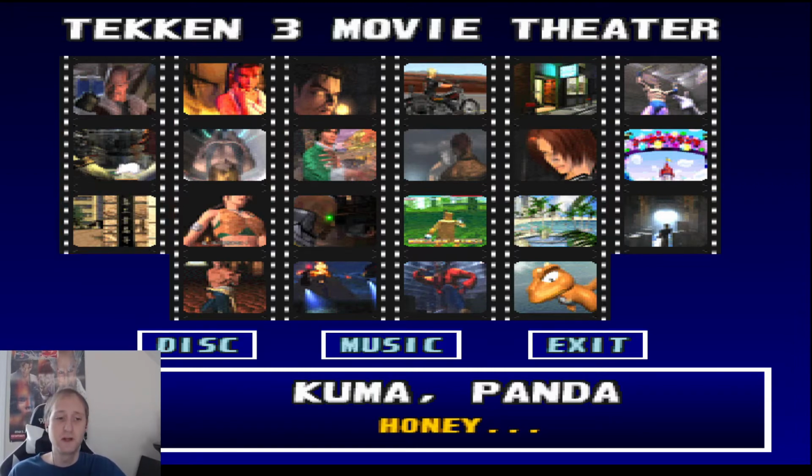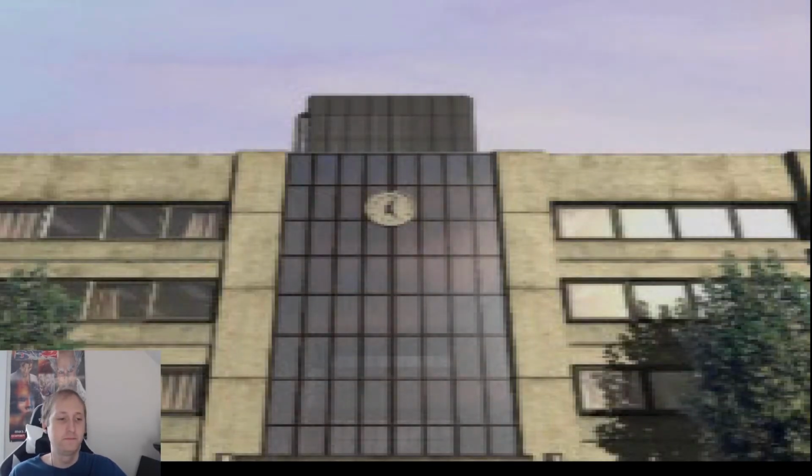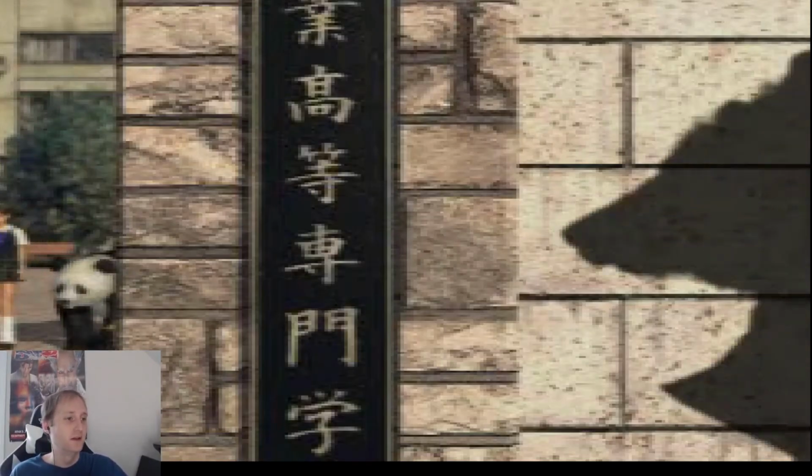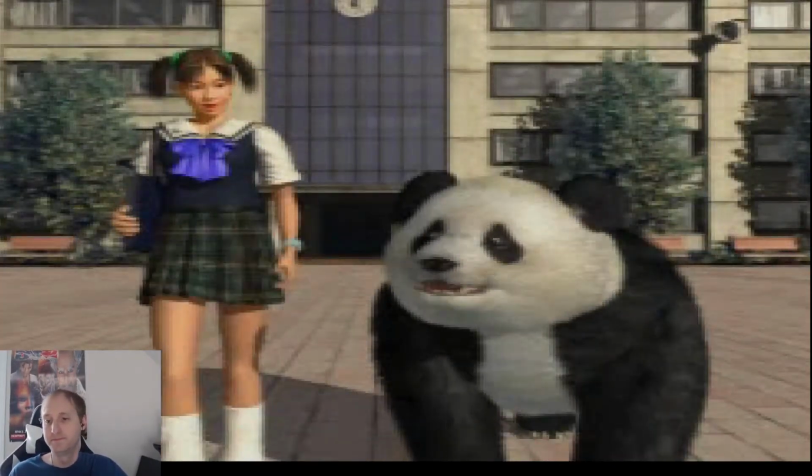Anyway, let's check out Kuma and Panda. They share an ending in this game. It says Mishima Polytechnical School in case the quality is too low for you to see.